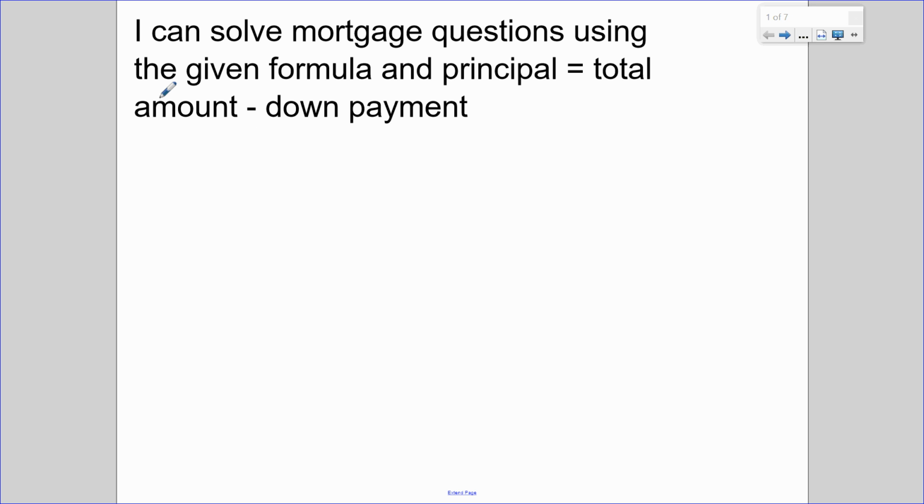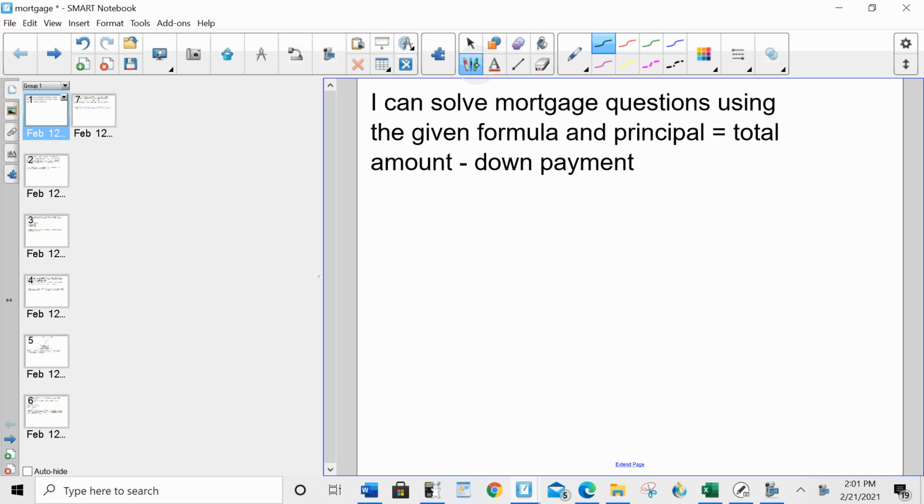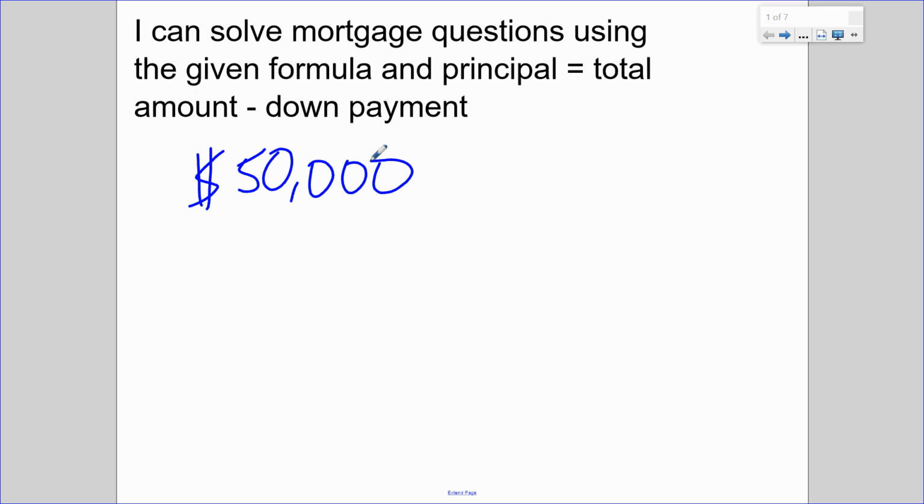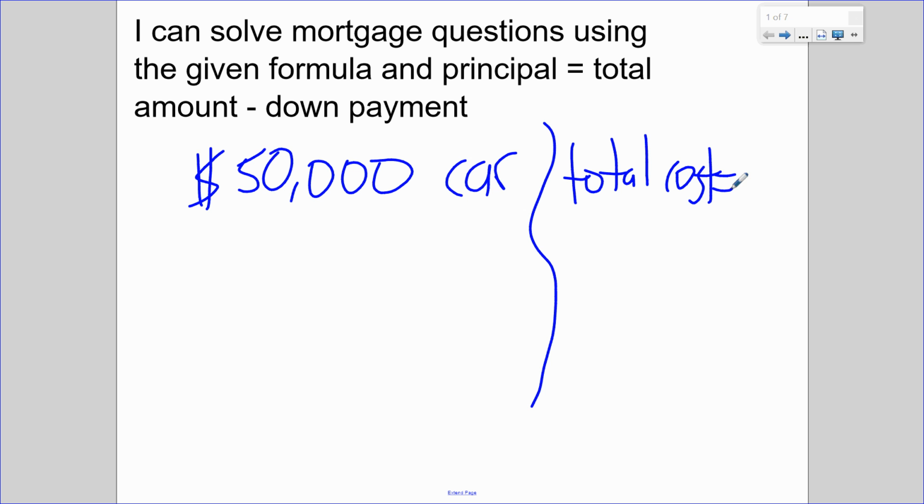So let's say that I want to buy a car for $50,000. And well, like many people, I don't have $50,000. I want to buy a $50,000 car. So that means that the total cost is $50,000. Now I'm going to take out a loan so I can buy the car, which I can't afford, which is kind of the way things happen here in America.